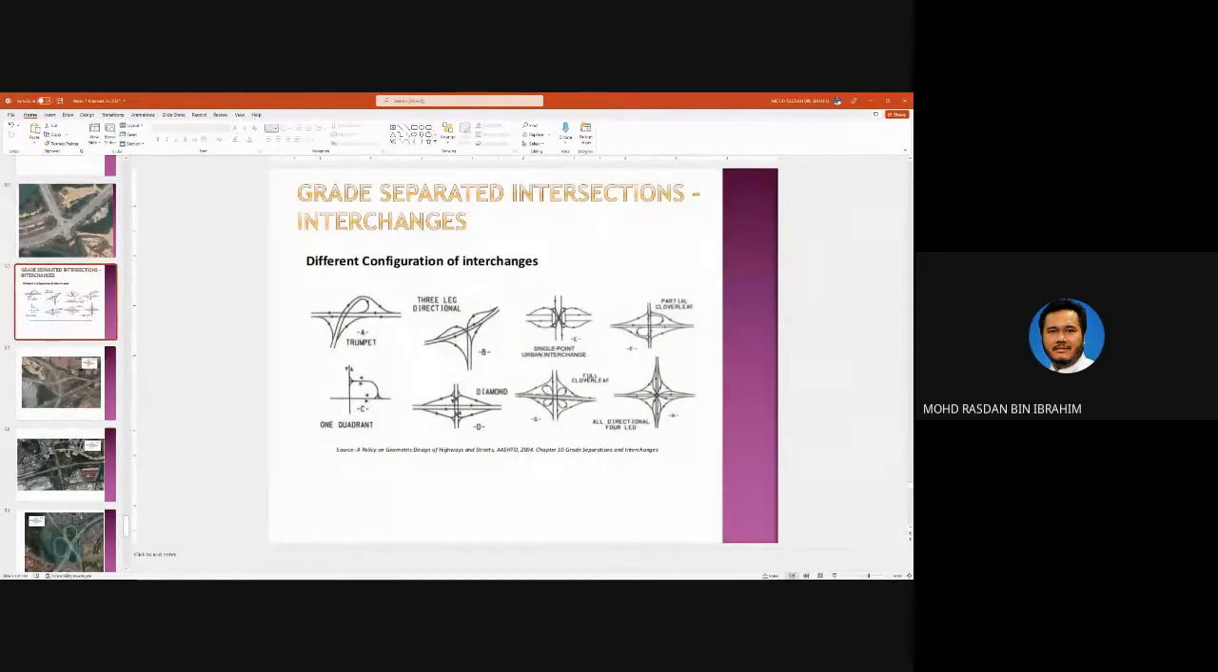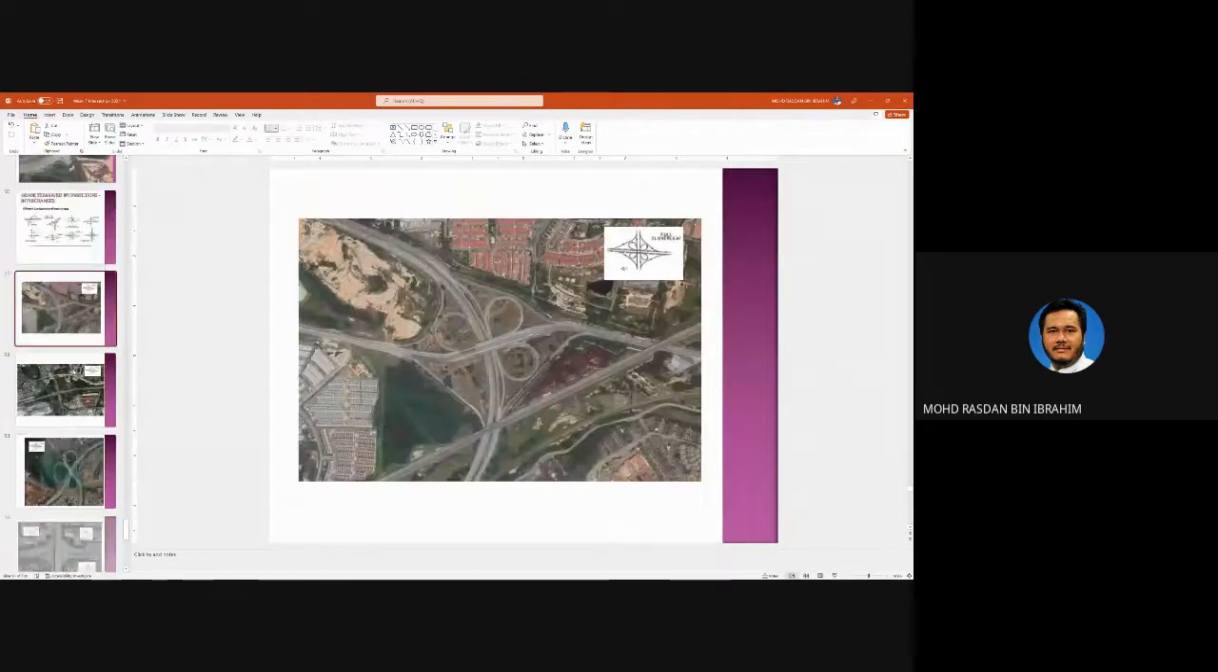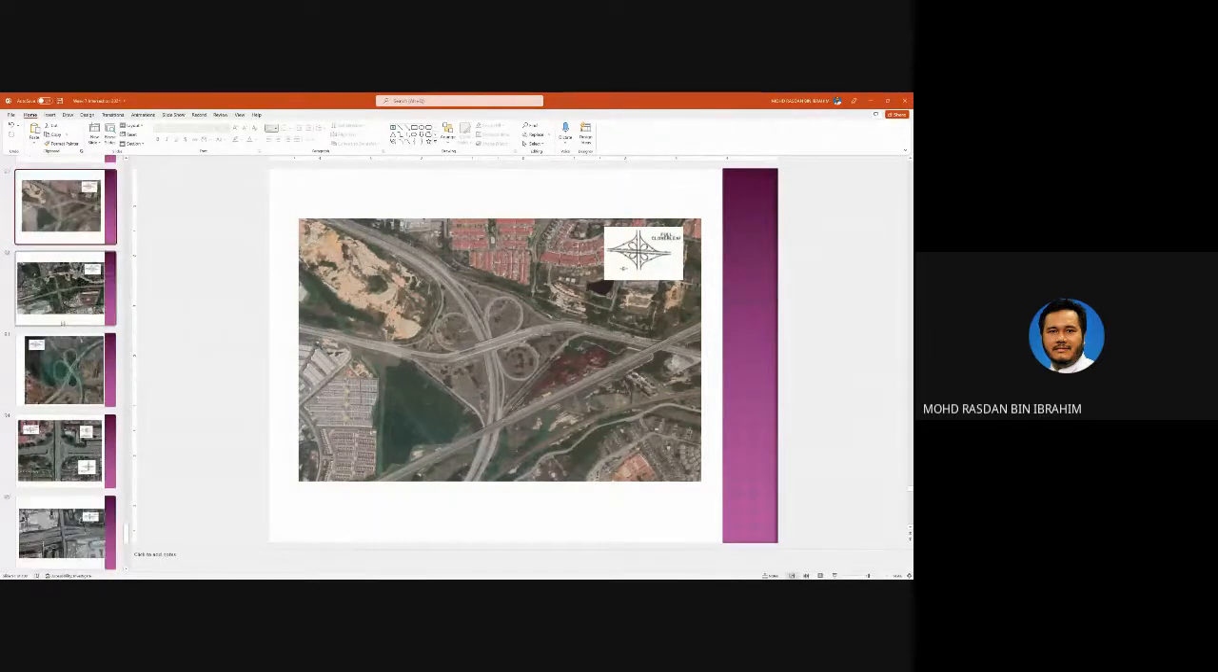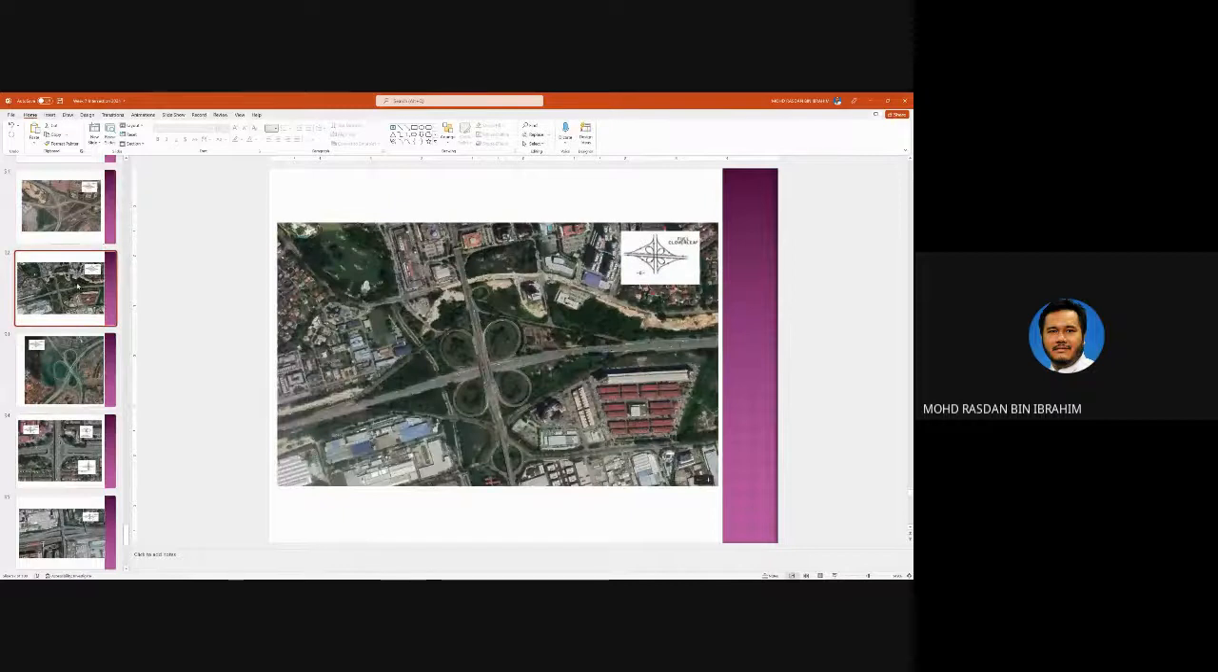Okay, so these are just for your knowledge. Types of grade separated intersections. You have trumpet configuration, three-leg, diamond, cloverleaf, full cloverleaf and partial cloverleaf. So you can see here, I took these pictures normally from areas inside Berjaya. So this is full cloverleaf.